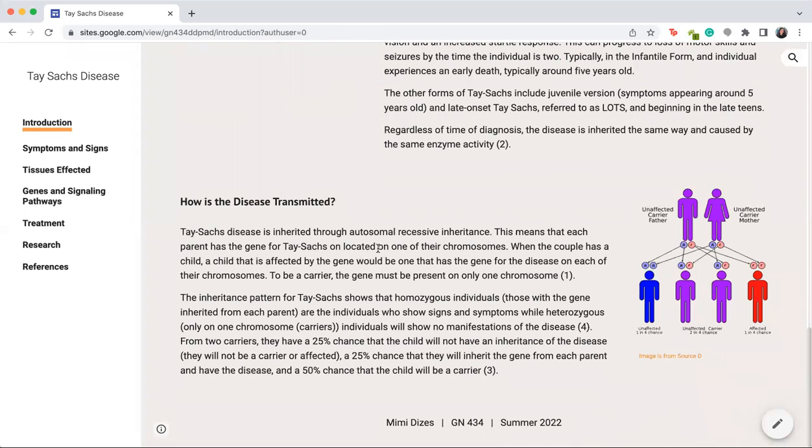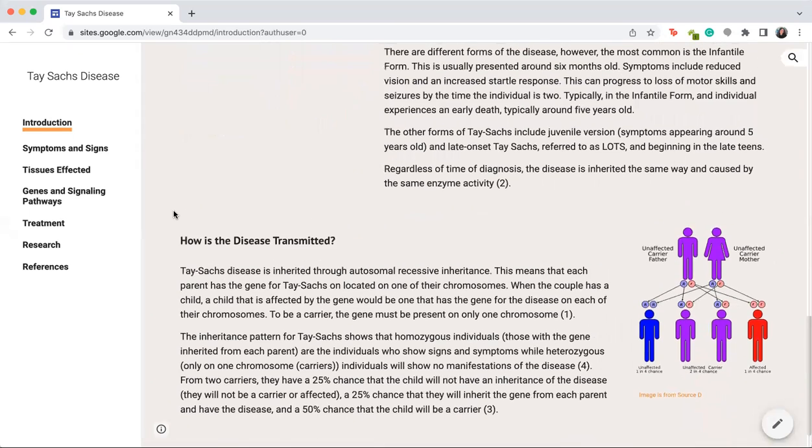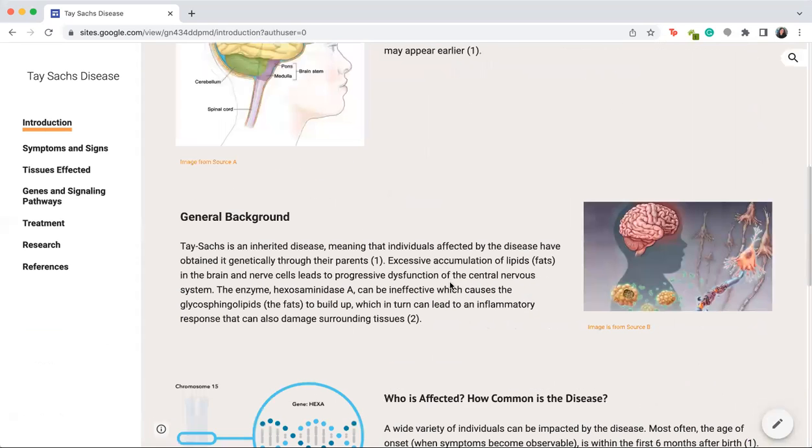And then transmission of the disease is autosomal recessive, which was pretty cool to learn about too, because it is a mutation on chromosome 15. So your parents have to give that to you.